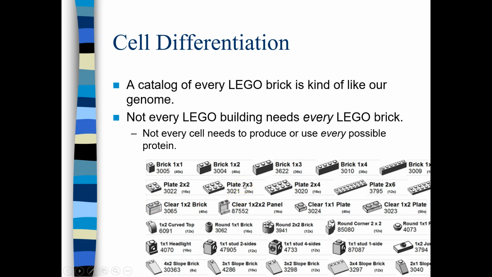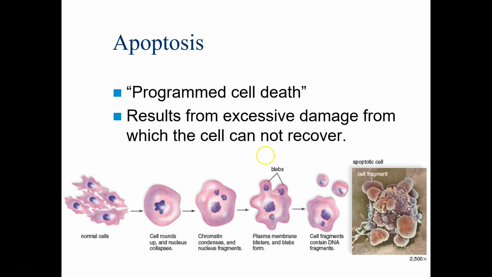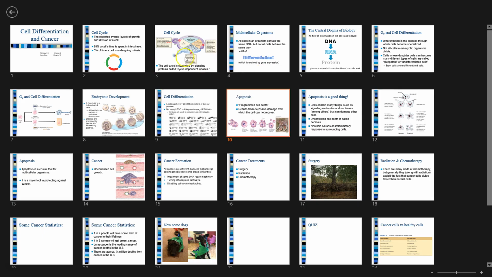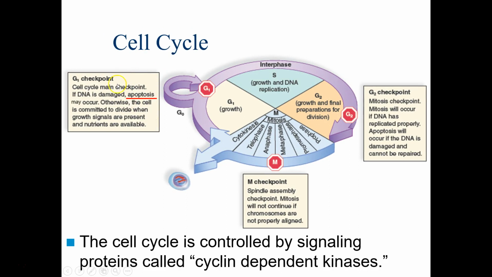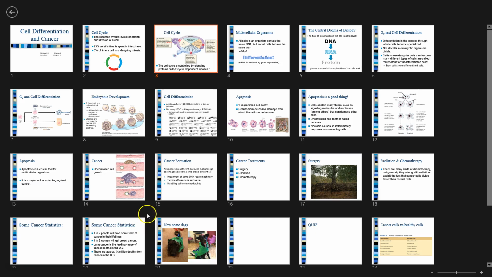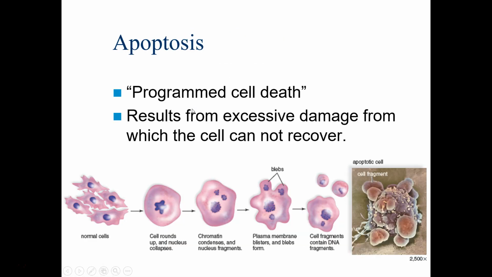In the same way that not every Lego creation needs every single Lego brick, not every cell needs to produce or use every possible protein. Now I want to return to apoptosis, which we mentioned here. I even underlined it. Apoptosis is when a cell self-destructs. We call this programmed cell death. This results from excessive damage from which a cell cannot recover.